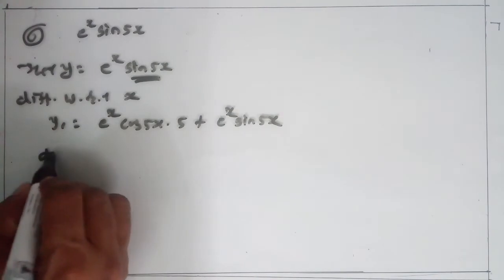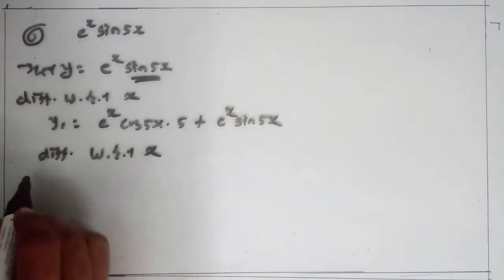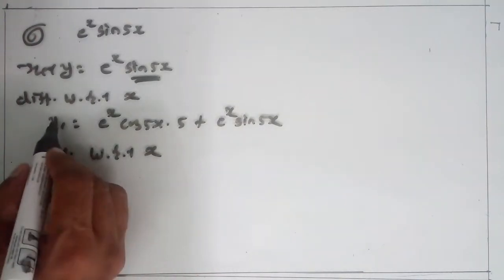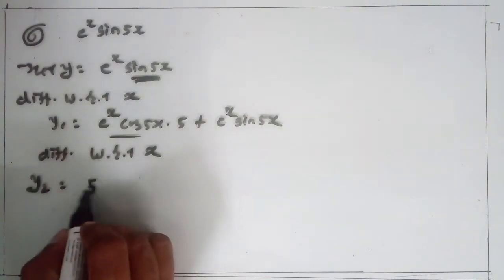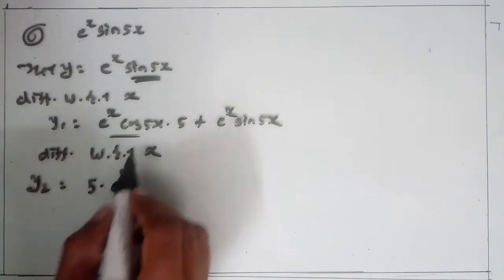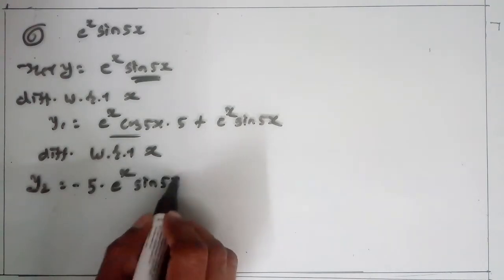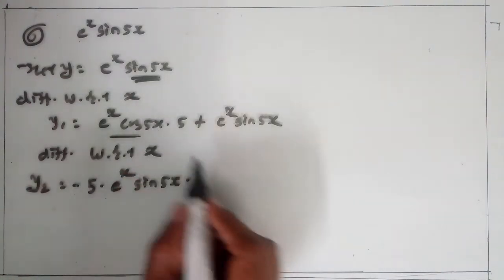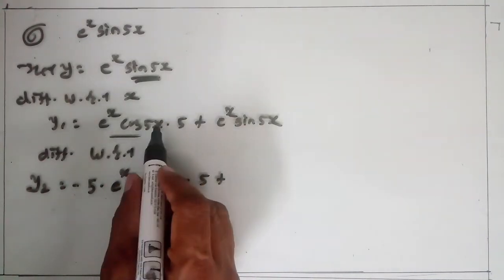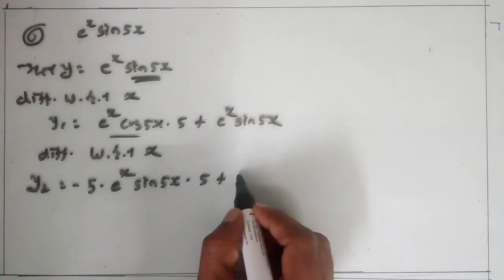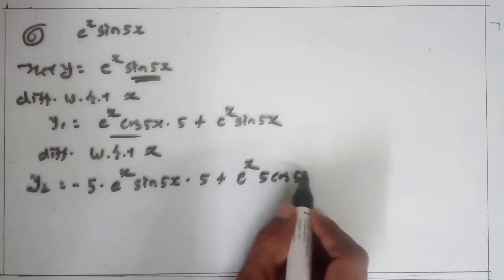Now differentiate this a second time with respect to x. So here we get y2, derivative of y1. y2 = derivative of these terms: 5 into e^x into derivative of cos 5x, which is minus sin 5x into derivative of 5x, which is 5. Clear this? Plus 5 cos 5x into derivative of e^x, which is e^x into 5 cos 5x. Clear this?